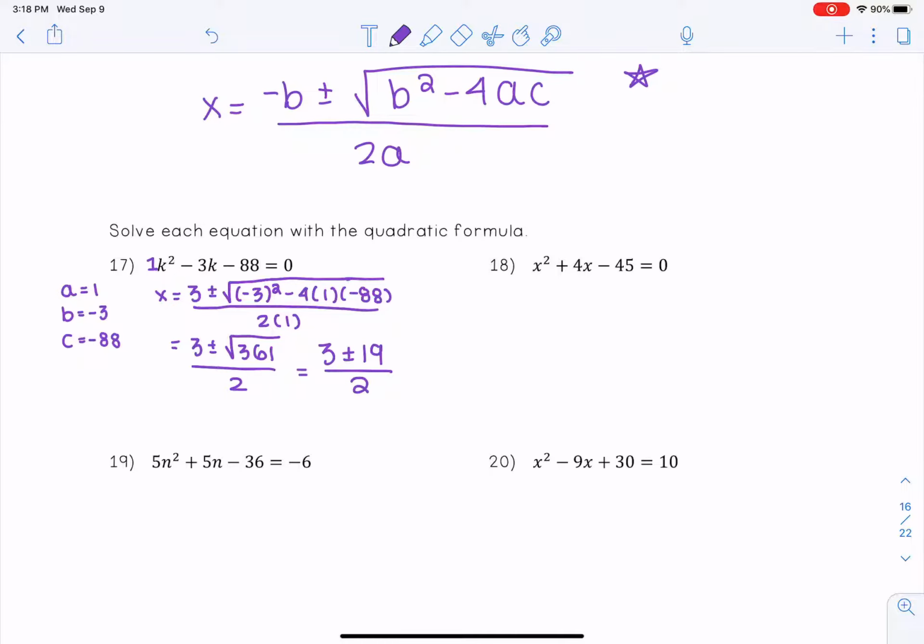At this point, I can say, well, 3 plus 19 is 22, divided by 2 is 11, so x equals 11. Or 3 minus 19 divided by 2 is -8.